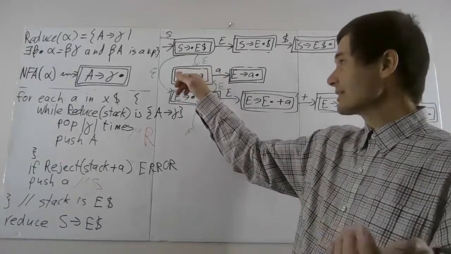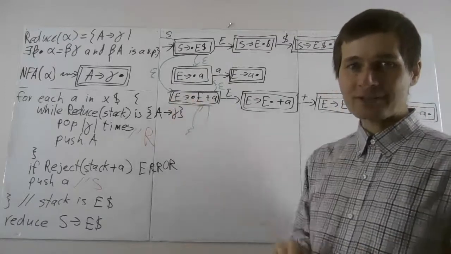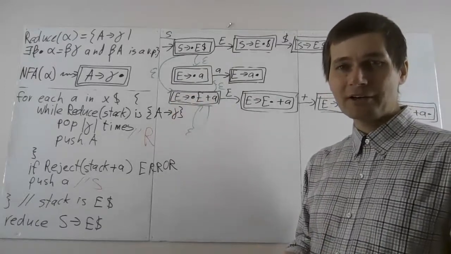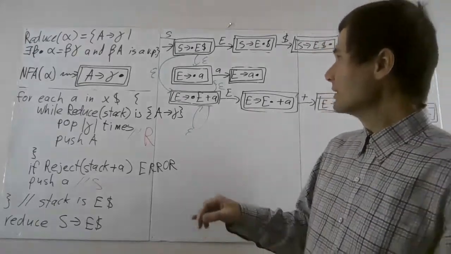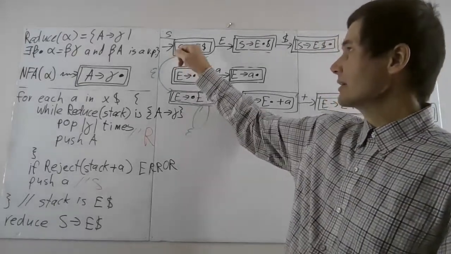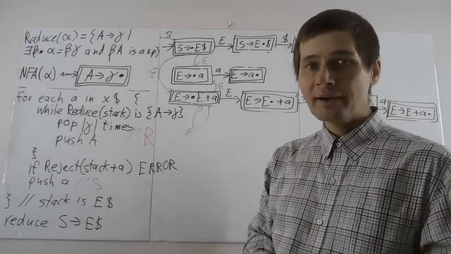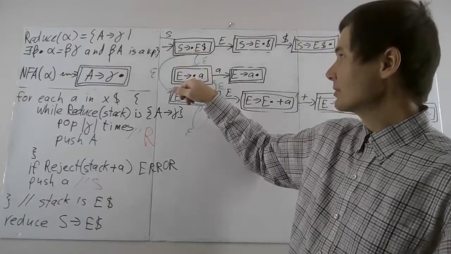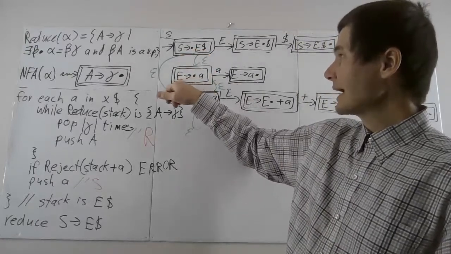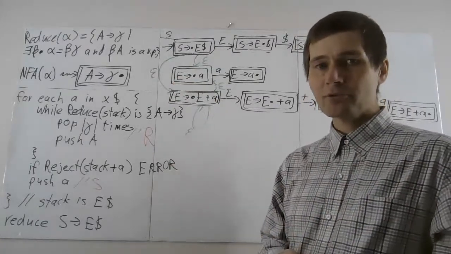So why was this state here with the dot at the beginning? Or this other state with the dot at the beginning? Where did they come from? Well, they came from the fact that I had a dot before a non-terminal symbol, and I took an epsilon transition to a state where that non-terminal symbol is being expanded by some production rule.